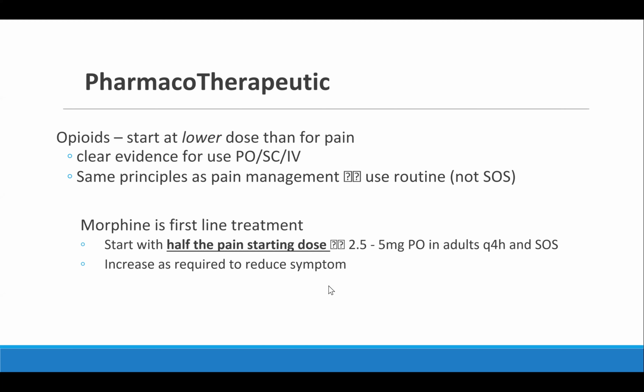Morphine is the first line of treatment. Start with half the dose you would start for pain, 2.5 to 5 milligrams PO in adults every 4 hours and as needed. Increase as required to reduce the dyspnea.